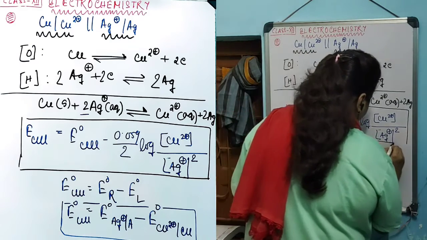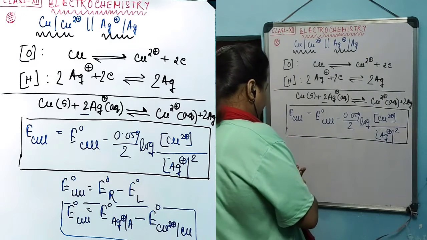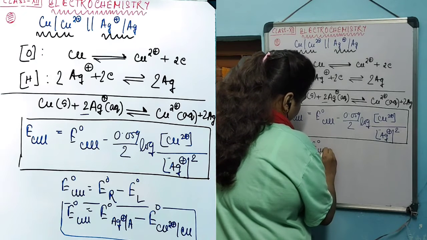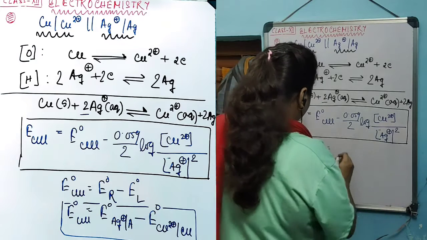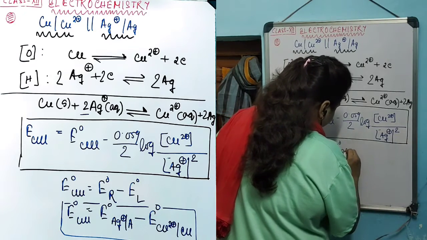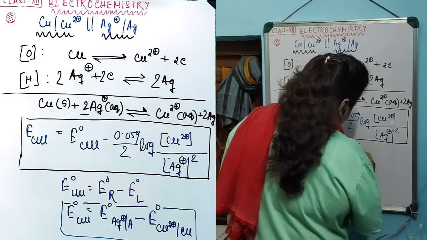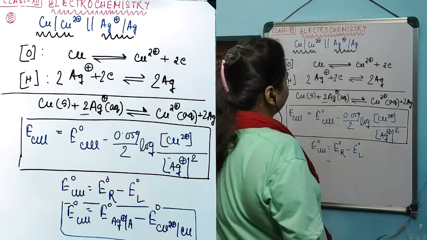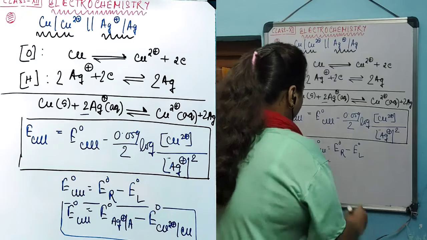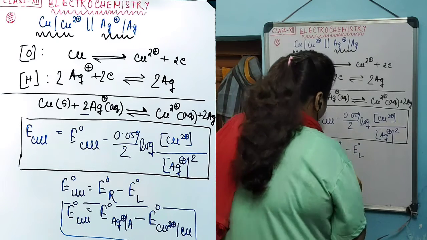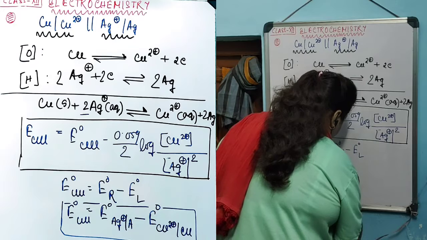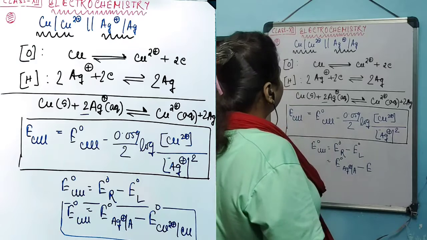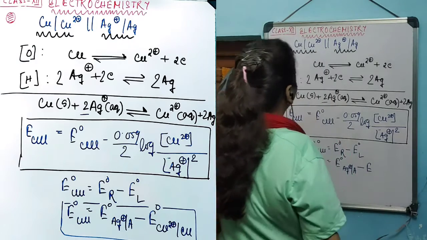E naught cell, the standard electrode potential of the cell, can be calculated by subtracting the E naught value of the left hand side electrode from the E naught value of the right hand side electrode. In the right hand side electrode, the half cell reaction is this one, so the E naught value for the silver plus silver couple, Ag plus by Ag, is E naught, and for the left hand side, the E naught value of copper 2 plus.